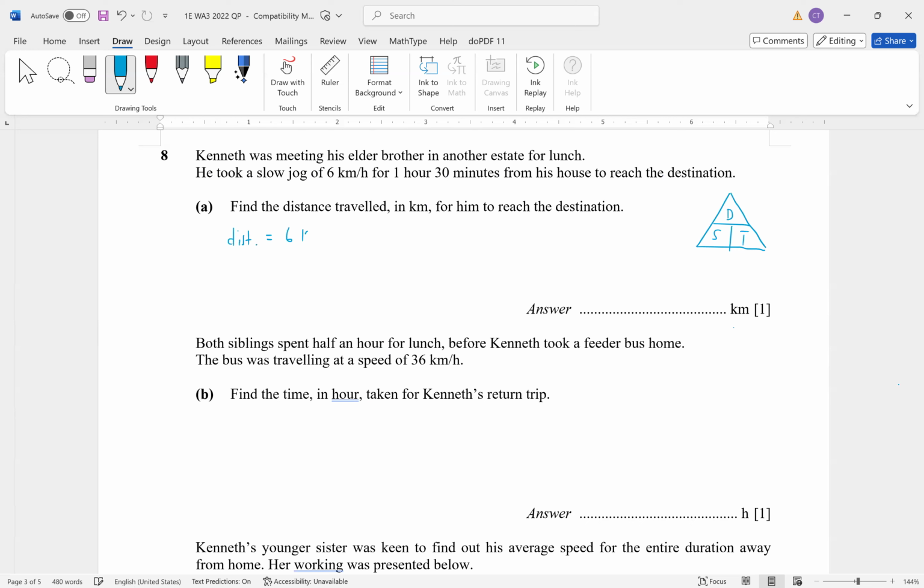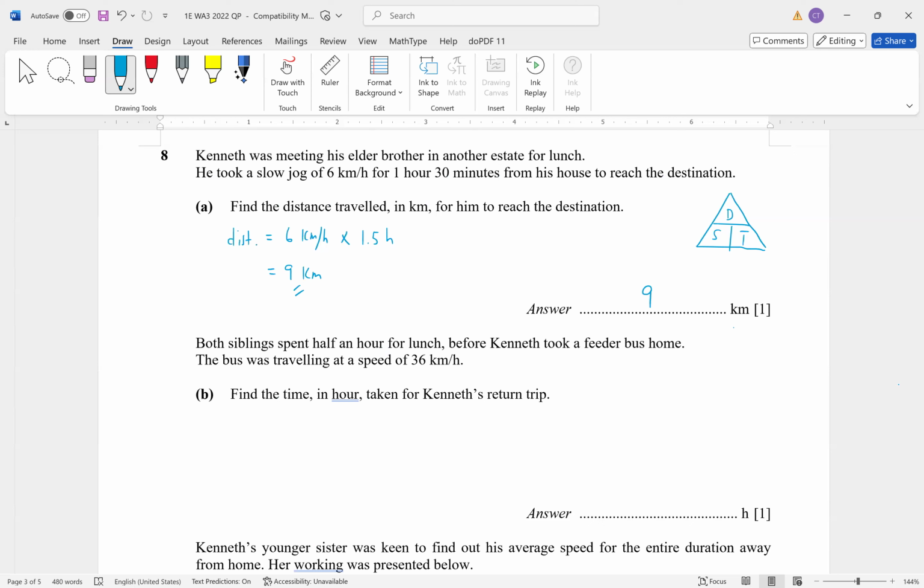So the speed is 6 kilometers per hour, and the time is 1 hour 30 minutes. So we need to express the time fully in terms of hours. So 1 hour 30 is 1.5 hours. Okay, so if you do the multiplication, you will end up with 9 kilometers. Okay, so not too difficult. So remember this triangle, okay, and don't get it wrong. And the moment you get it wrong, then everything else will be incorrect already.